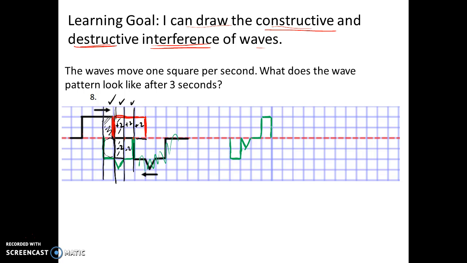Okay, so let's look at this. My first section is below, my second section is just this triangle piece below, my third section is 0, and my fourth section is positive 2. So hopefully this helps you out with question 8. Go through the other 8 questions, and hopefully now you can draw constructive and destructive interference of waves.